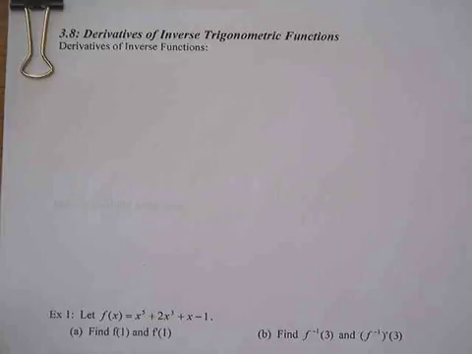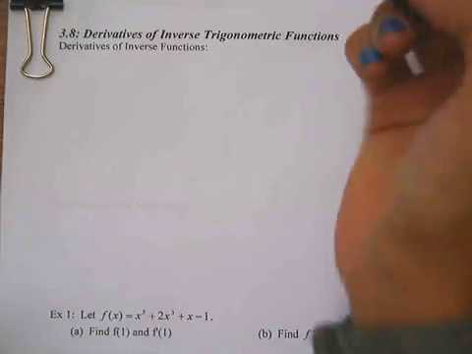The unit is called derivatives of inverse trigonometric functions. This unit's a little bit confusing, so make sure you pay attention. So let's start with the derivative of an inverse function.